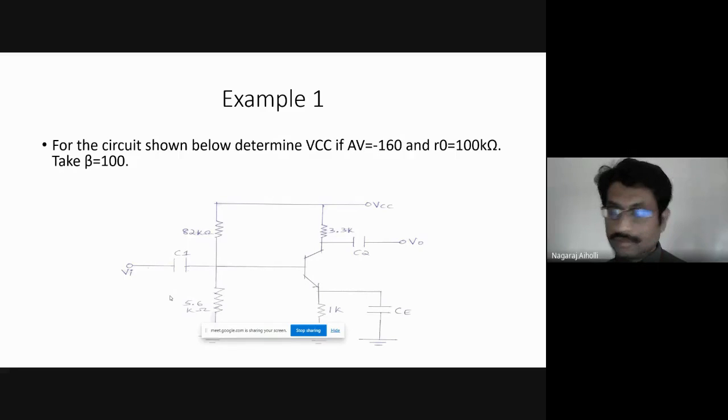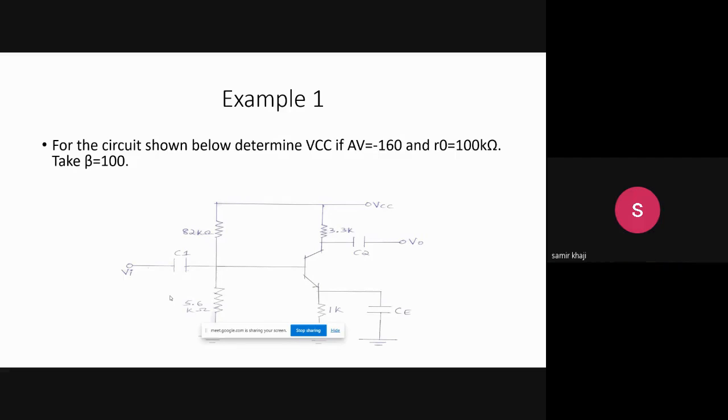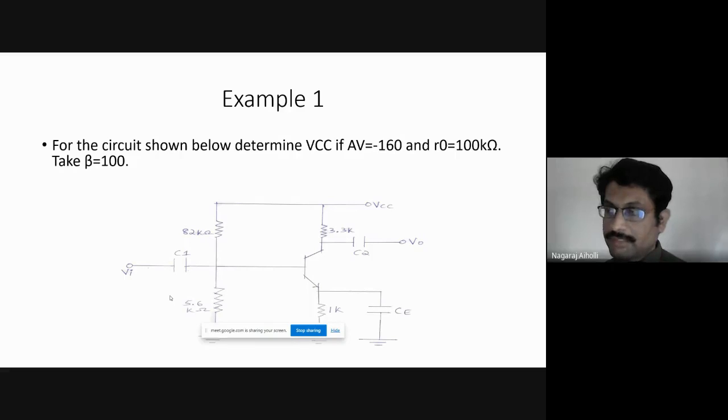How much are you getting? 1.3 milliamperes. 1.3 milliampere, exactly. We have calculated IE now.